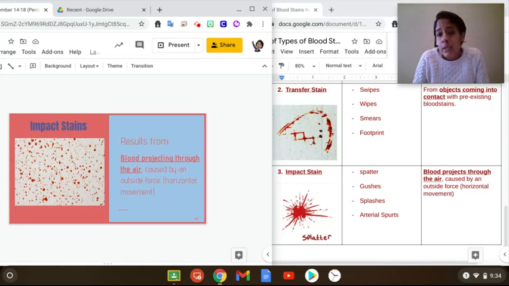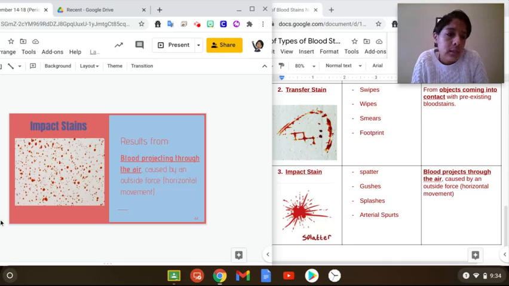And so, what these result from, or how impact stains are created at the crime scene, is through blood projecting through the air. Okay, so these are different than passive and transfer stains because the blood is actually traveling with great force, normally based on some type of weapon. So a great example is gunshot residue. So blood that's expelled from the body as a result of a gunshot wound.